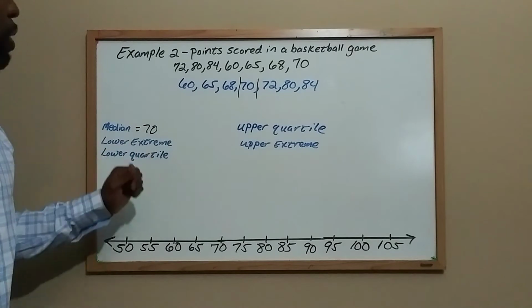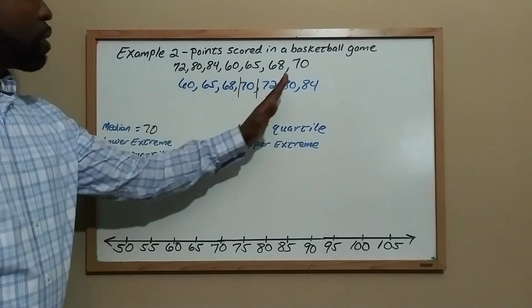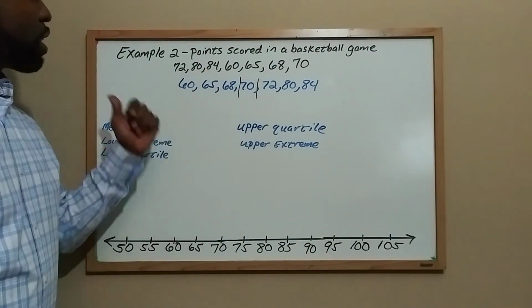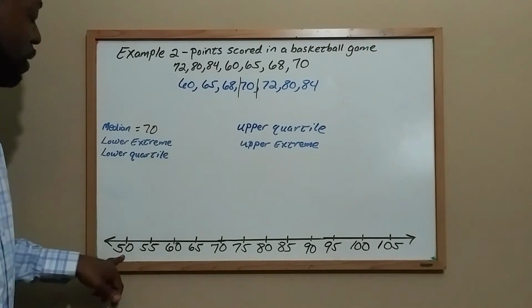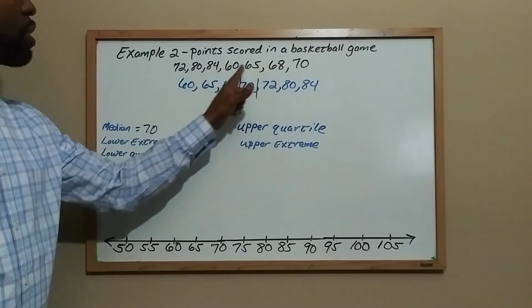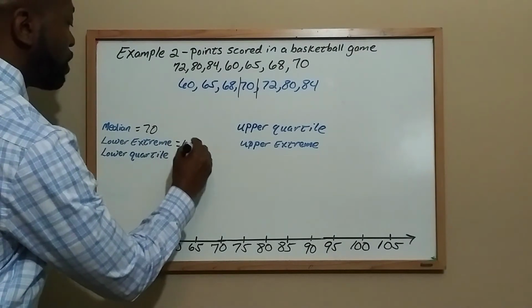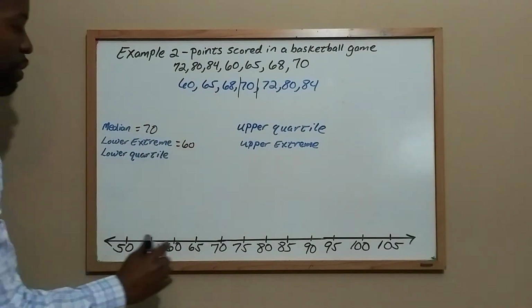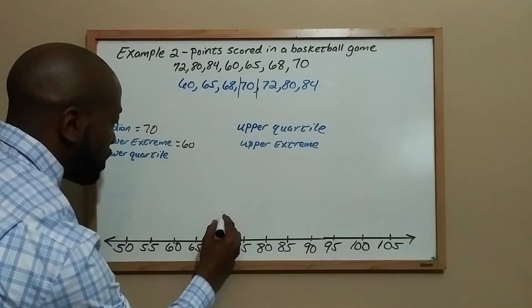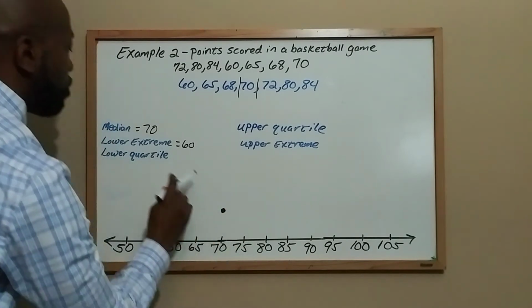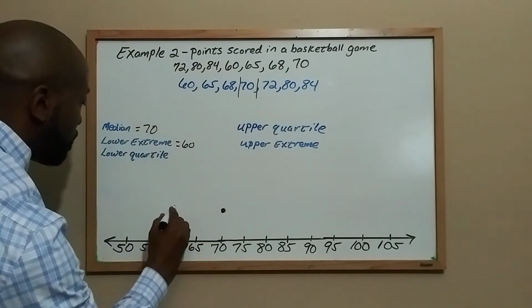My lower extreme, that's the lowest number and the smallest number in the data set. Not the smallest number on the number line, the smallest number in the data set, which is 60. So that's the lower extreme. So let's go ahead and put a point for the median, which is 70, and also a point for the lower extreme, which is 60.